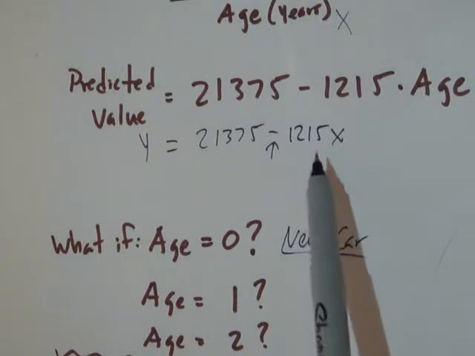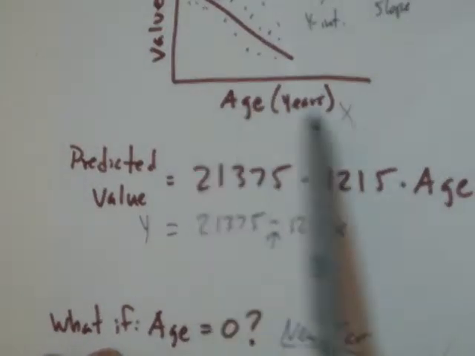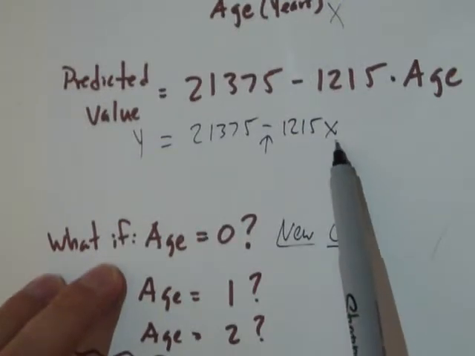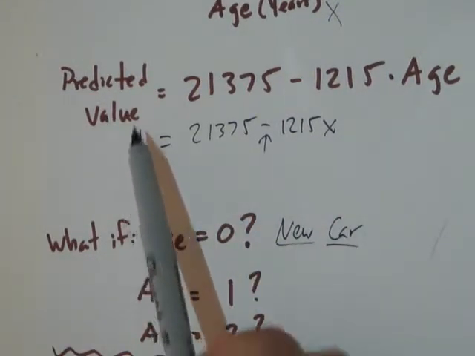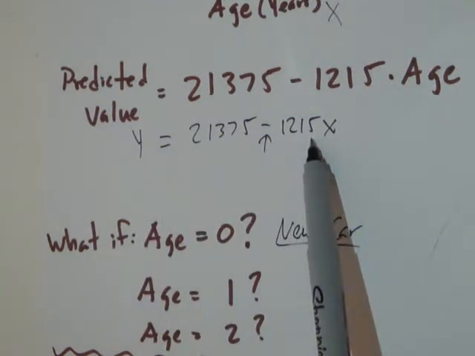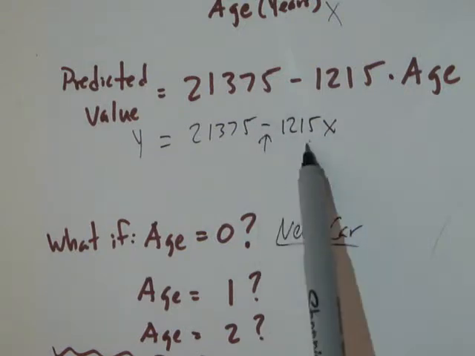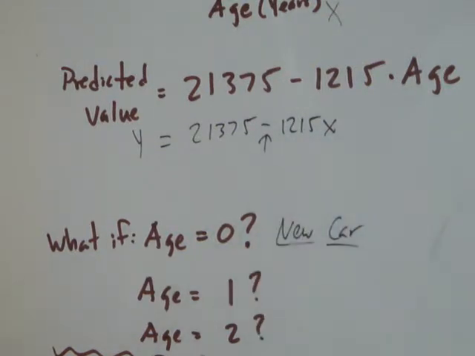The slope is this: as the x value, in this case the age of the car, increases by 1, the y value, in this case the value of the car, will change by whatever the slope is. If it was positive, it would increase by it. Here it's negative, so it decreases by whatever the slope is. So that's what we can see from the slope.